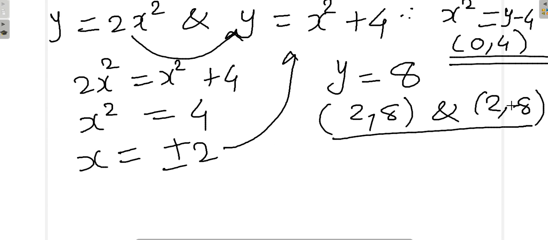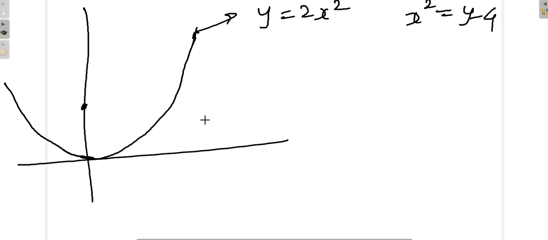Sorry, they meet at 2 comma 8 and minus 2 comma 8, not 2 comma minus 8. y is always 8, right? So 2 comma 8 and somewhere over here it will be minus 2.